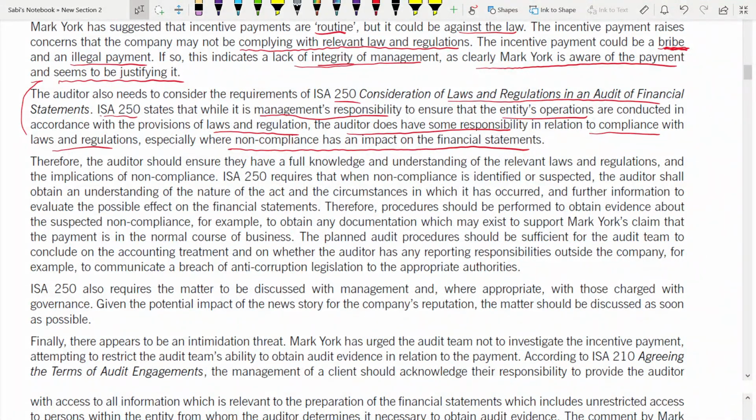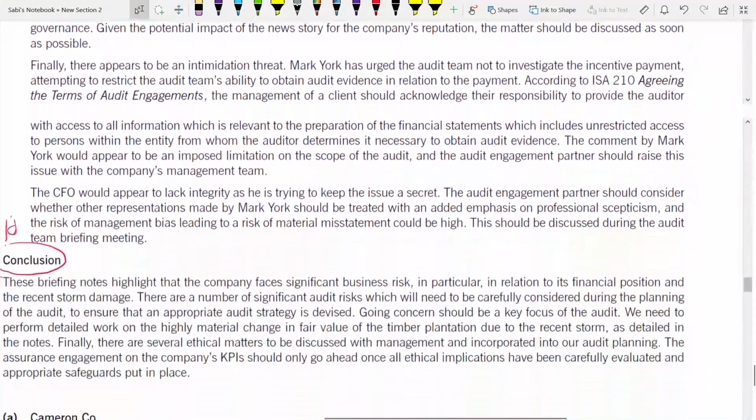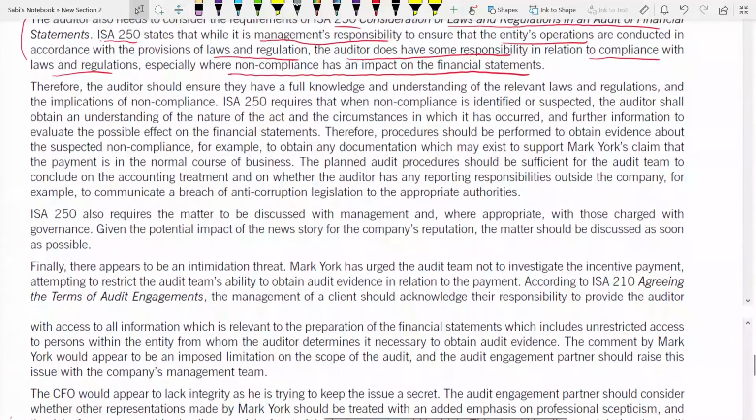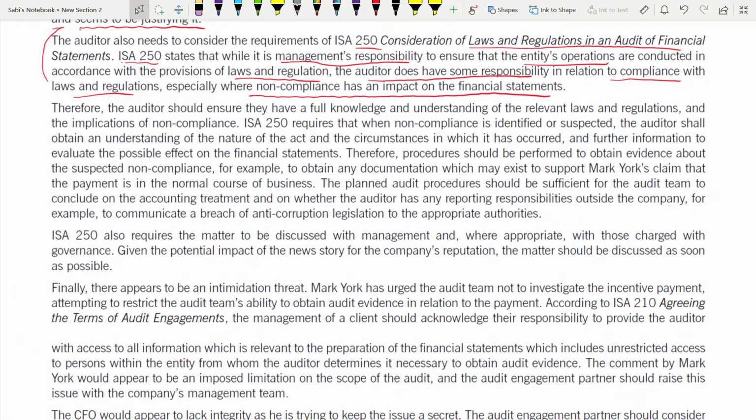Next. Therefore, the auditor should ensure that they have a full knowledge and understanding. You are giving actions, what they should do and what they should have. They should have the full knowledge and understanding of the law, rules and regulations, and also the implications of non-compliance. ISA 250 says that when non-compliance is identified or suspected, the auditor shall obtain an understanding of the nature of the act and the circumstances in which it has occurred.